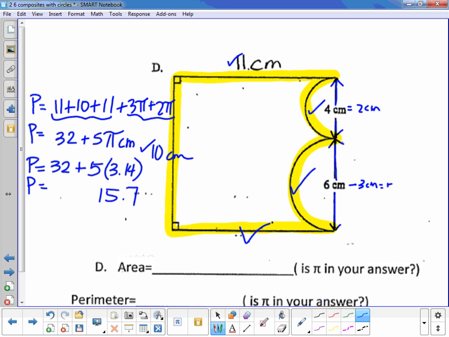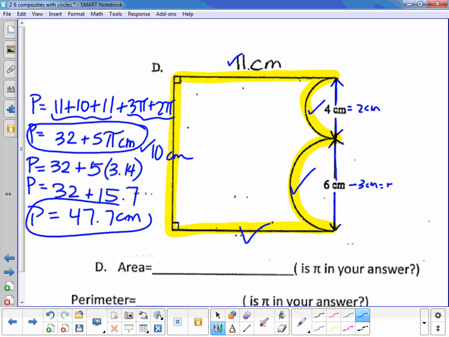15.7 plus 32. Okay, and then 32 plus 15.7 makes 47.7 centimeters. So your perimeter in terms of pi is right here, and to the nearest tenth would be right here.